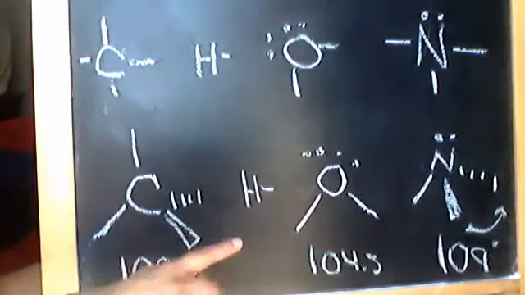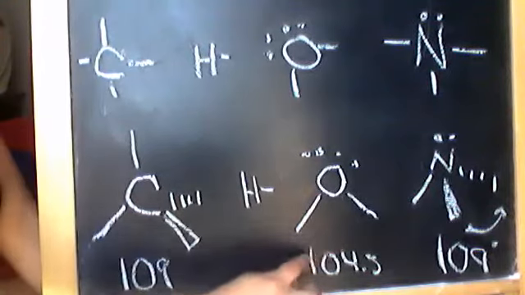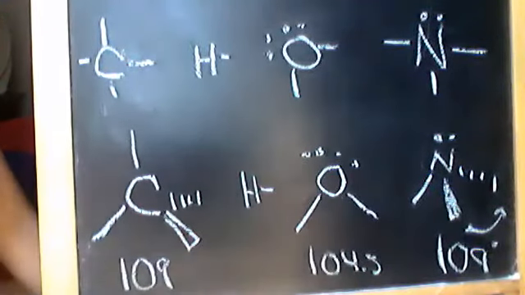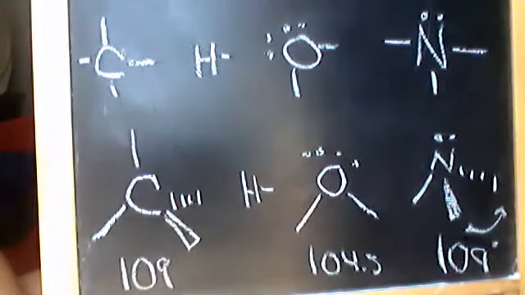Hydrogen is very easy. It's just 1 covalent bond, no problem there. For oxygen, we're going to have 2 covalent bonds in an angle because these pairs of electrons are repelling each other, and they are repelling strongly. So they are closing that gap between the covalent bonds.